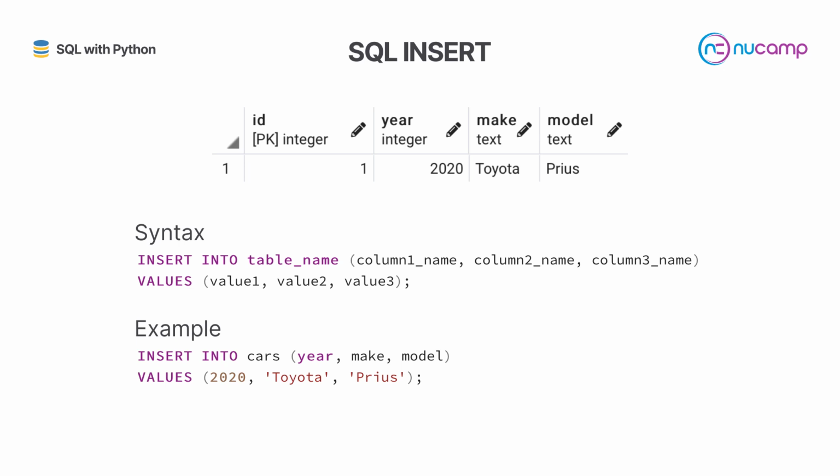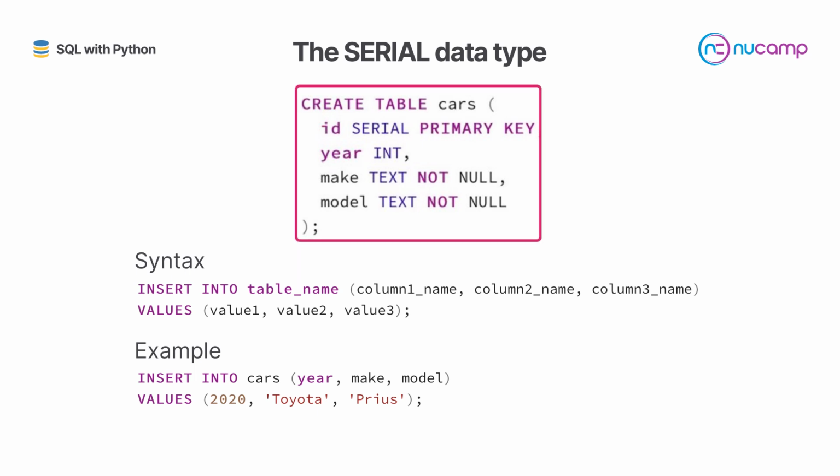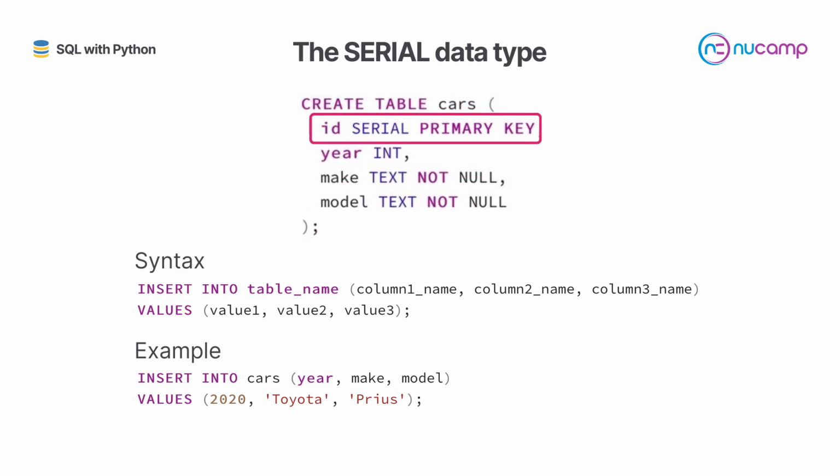column names and values. Note that we didn't specify the ID column in the insert statement, yet the ID value for our new row was automatically inserted as 1. Why is this? Well, let's look at how the cars table was created, using the create table command. Notice that the ID column was created using the special data type of serial.